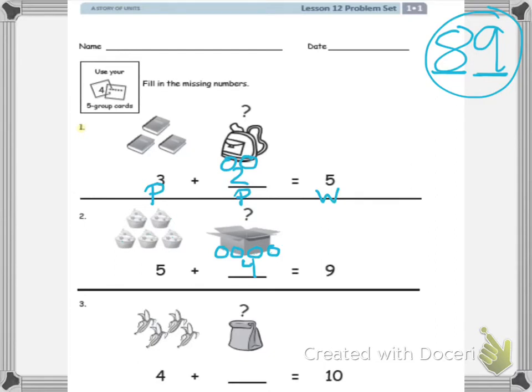Now, let's go to this next one. Number 3, there's bananas. 1, 2, 3, 4 bananas. Some in the bag. Now there's 10 altogether. Well, count on. Remember, pause the video and count on, please.